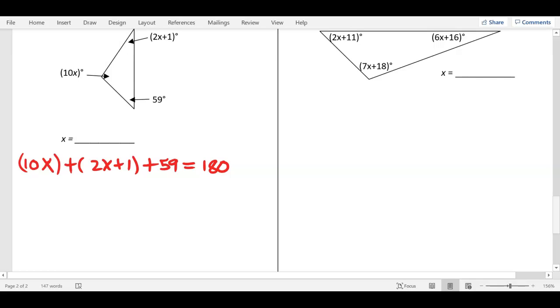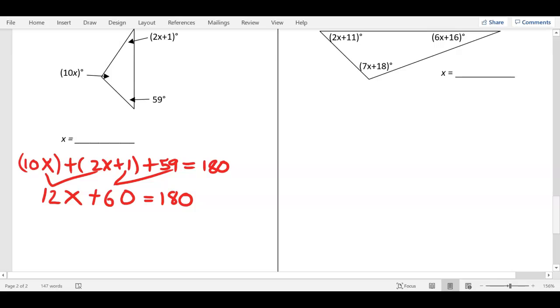Y'all see how I set it up the same? Angle plus angle plus angle equals 180. Now this time I can combine two things: the x's and the constant numbers. So 10x plus 2x combines to make what? 12x. And also the numbers that are by themselves, 1 plus 59 adds up to make what? 60, right? Combine those, equals 180, and then all we have to do is solve it from here. It's a two-step problem, okay?